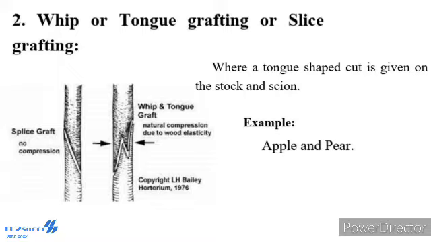The cut that is made on the stalk and scion are tongue-shaped and hence this method is known as tongue grafting. It heals quickly and makes a strong union because of more close contact in the cambial region of stalk and scion.